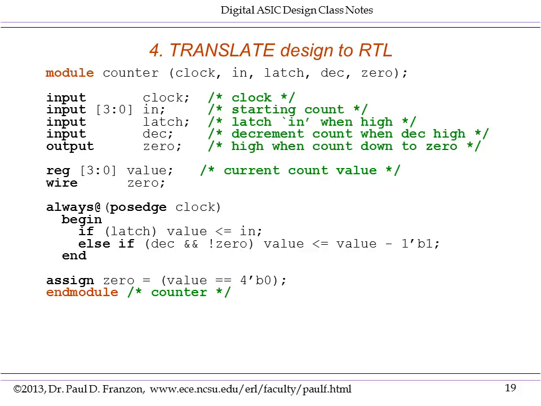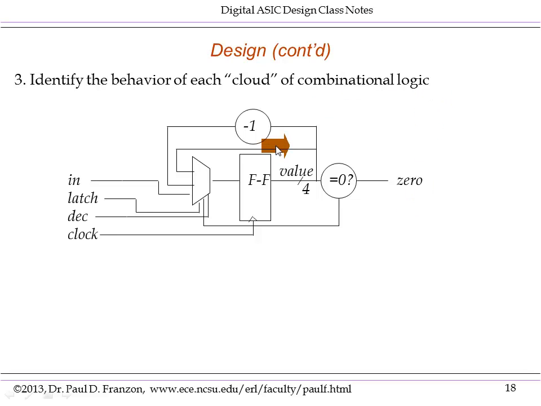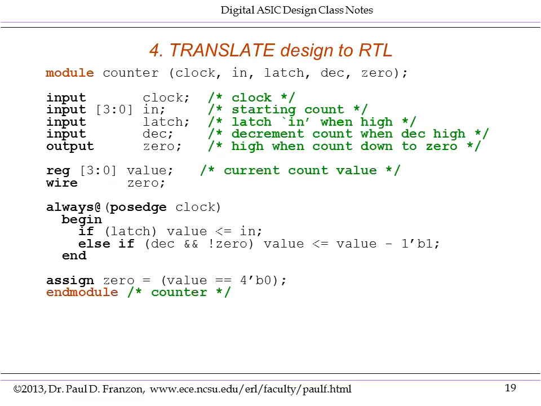Latch has priority, so if latch is high, value becomes equal to in. Else, if dec is high and we have not reached 0, value is equal to value minus 1. Notice I don't need an additional else for this wire here. Why is that? Why don't I need another else, value equals value, for that wire there? I can leave it as implicit, is the answer.